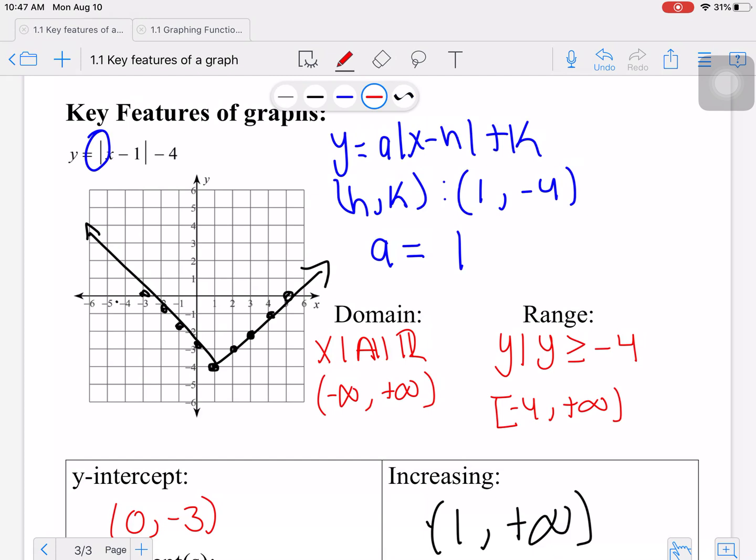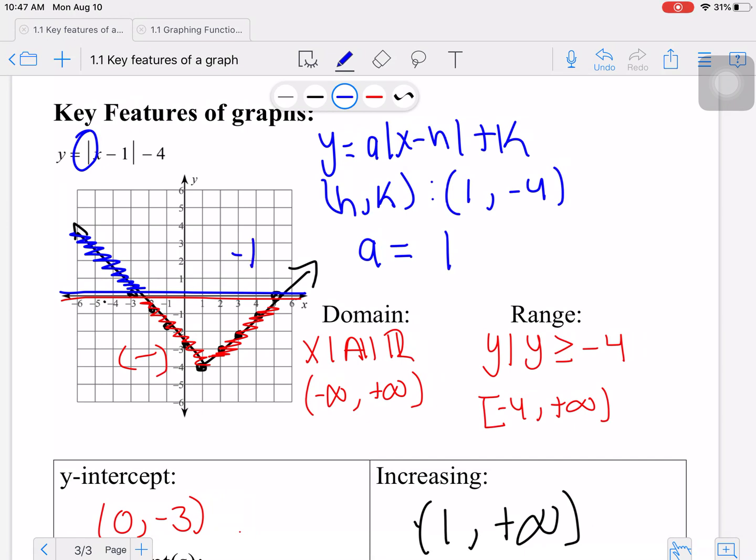So anything that is below the x-axis is going to be negative. So all of that part of the function, it's negative. All of the function that is above the x-axis is going to be positive. So all of this is positive, and all of this is positive.